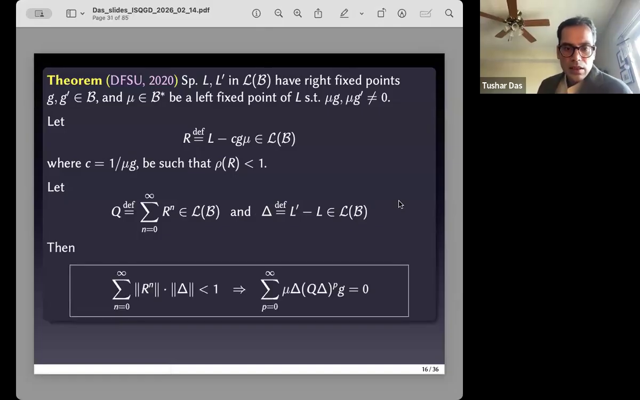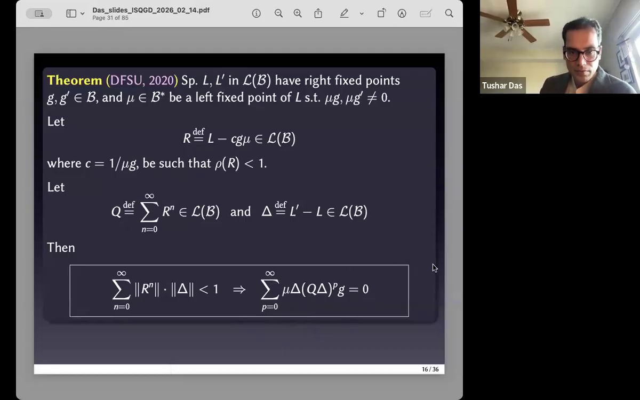So the result then says that if we have a condition that now allows us to form the Neumann series for delta, then we get this scalar equation. Okay, so it looks like a complicated equation, but solving this equation is actually at the heart of the formulas I showed you in the previous slides. Okay, so this is the punchline.